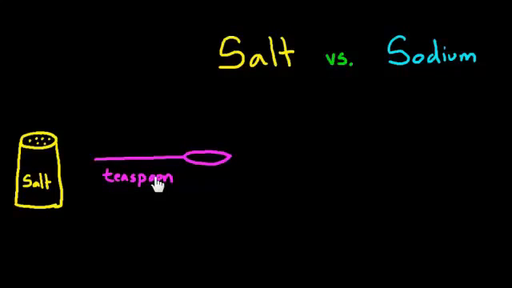and let's say I took this teaspoon of salt, here it is, and I weighed it on a scale. I would find that 1 teaspoon of salt weighs about 6 grams. Let me write that here. So it's about 6 grams. And 6 grams is the same as 6,000 milligrams. So that's the weight of 1 teaspoon of salt. Now, the question comes up, how much of that is from sodium?